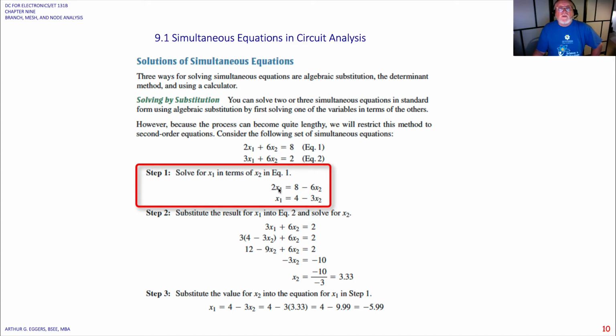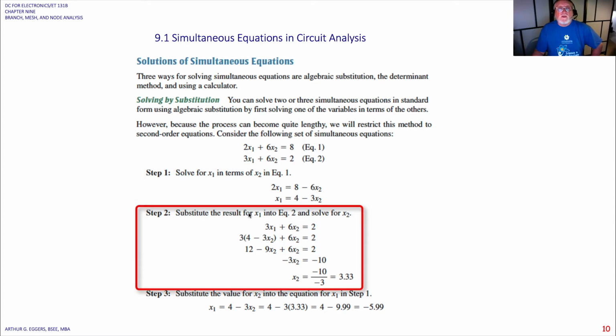Okay, so we've got equation 1 set up so that we've moved all of the other terms to the right side of the equation and left the x sub 1 term on the left. So by going through then and dividing through by 2, we now have a substitute for x1 for equation 2. So x sub 1 is equal to 4 minus 3x sub 2. So if we substitute that result for x1 into equation 2 and now solve for x sub 2, we end up with this process.